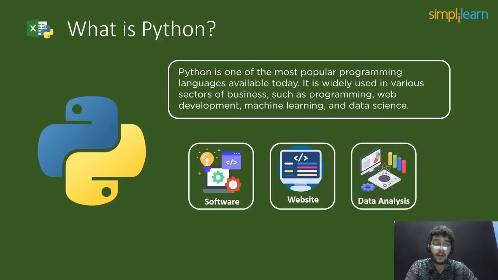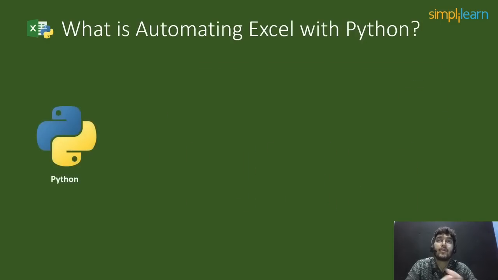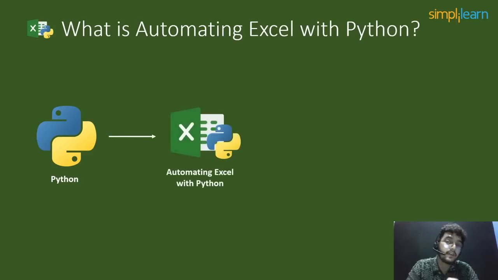After seeing what is Python, let's move forward and see what is automating Excel with Python. We all know Python is dominant everywhere. And we also know that compared to other languages, Python is beginner friendly and simpler to use. Automation is one of the coolest things you can do with Python. So how to automate an Excel sheet in Python?